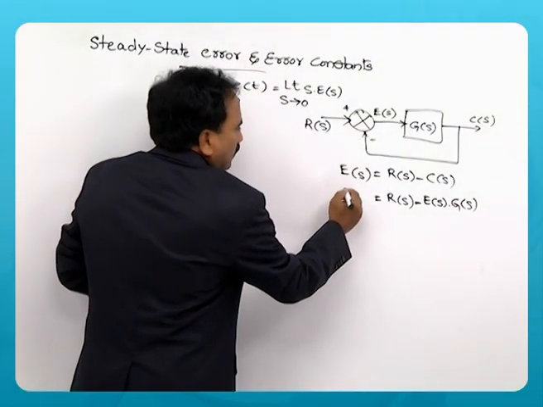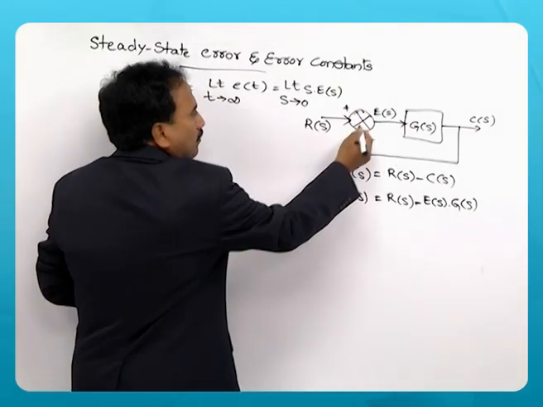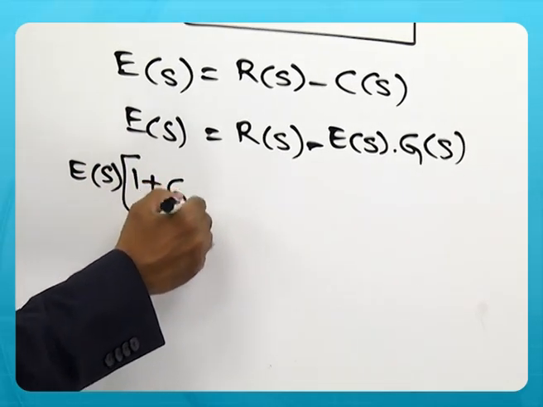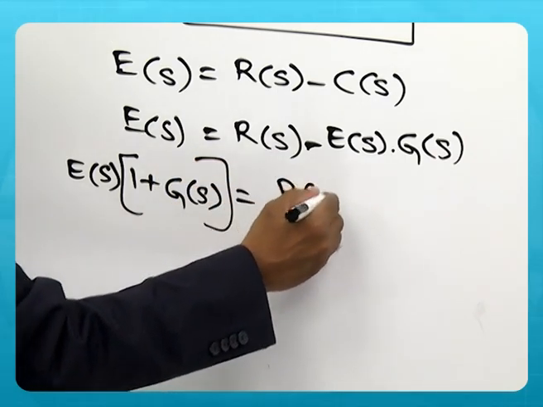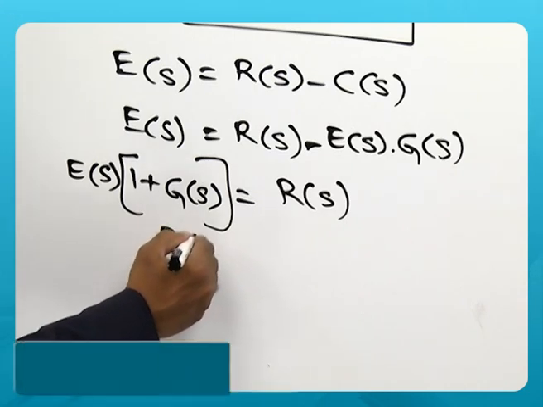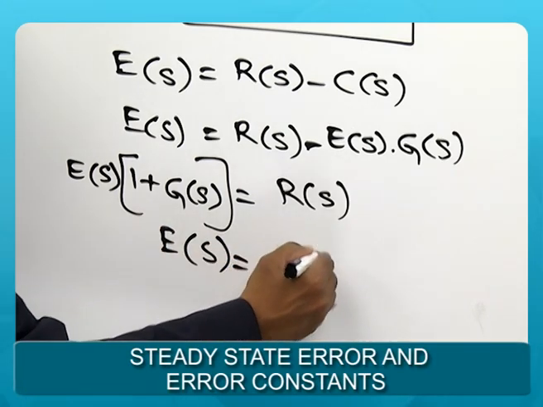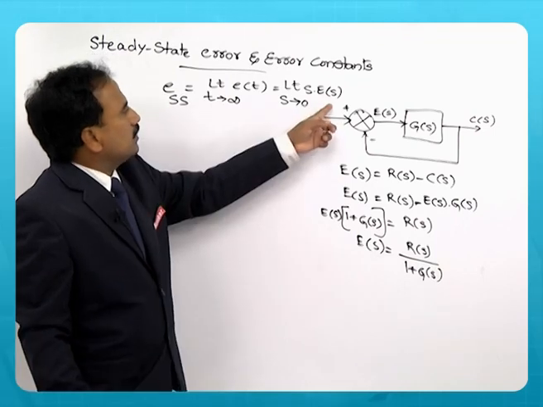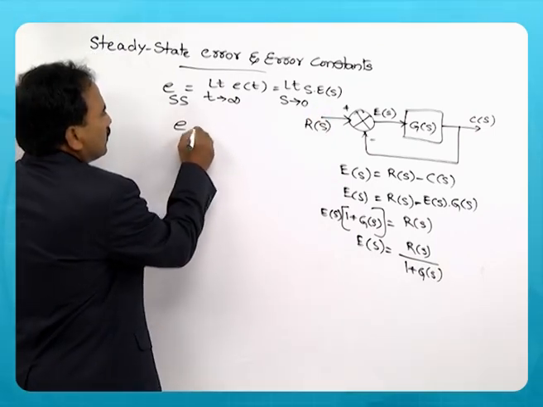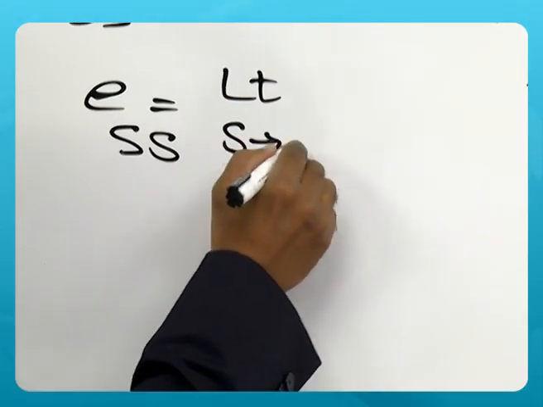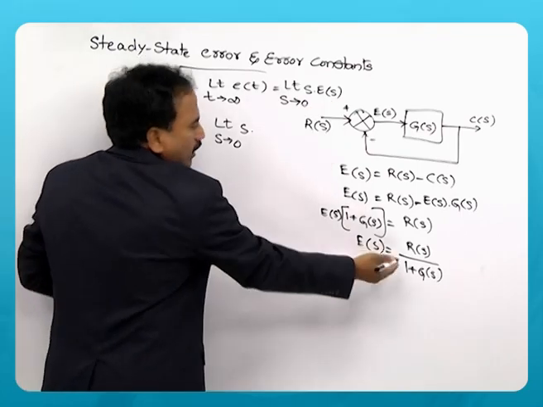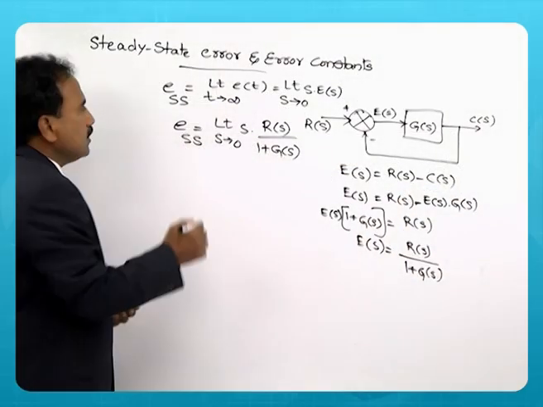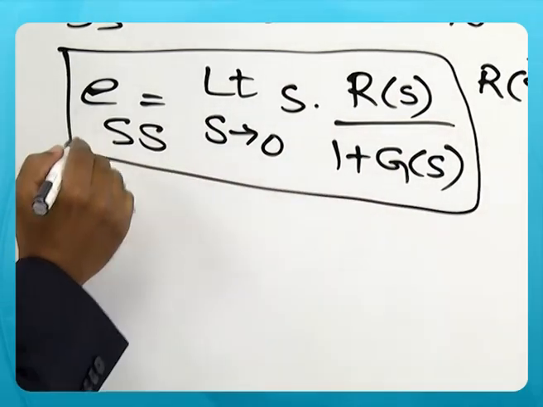Now, this is E of s, the error signal of this error detector. Bring this E of s to this side. So, E of s into 1 plus G of s is equal to R of s. Now, the error signal E of s is equal to R of s by 1 plus G of s. This you substitute in this function. To get the steady state error, ESS is limit s tending to 0 s into E of s, which is given by R of s by 1 plus G of s. So, this is the expression for steady state error.